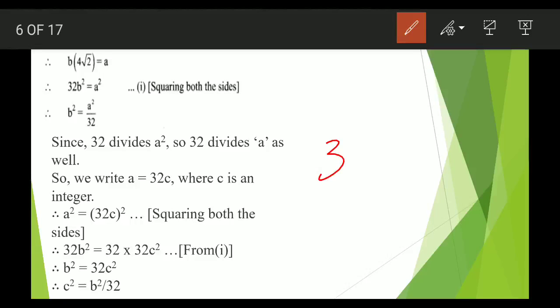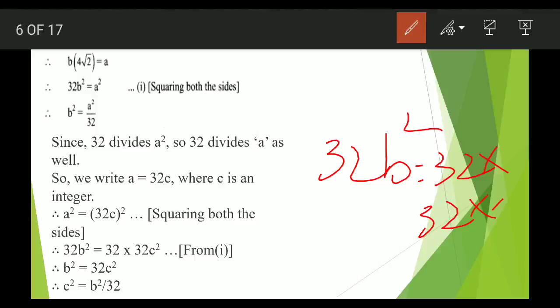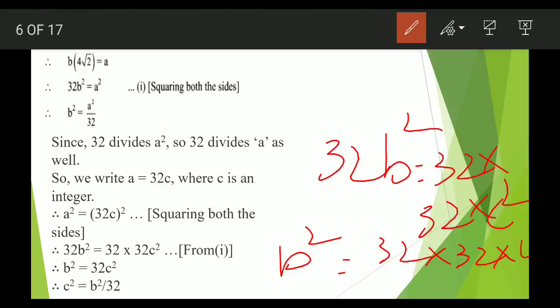So I am having 32b square is equal to 32 multiply 32 into c square. So b square is equal to 32 multiply 32 c square divided by 32. 32 get cancelled. So I am having 32 b square is equal to 32 c square. So c square is equal to b square upon 32. Where do we get 32? From the right hand side. I brought it to the left hand side.